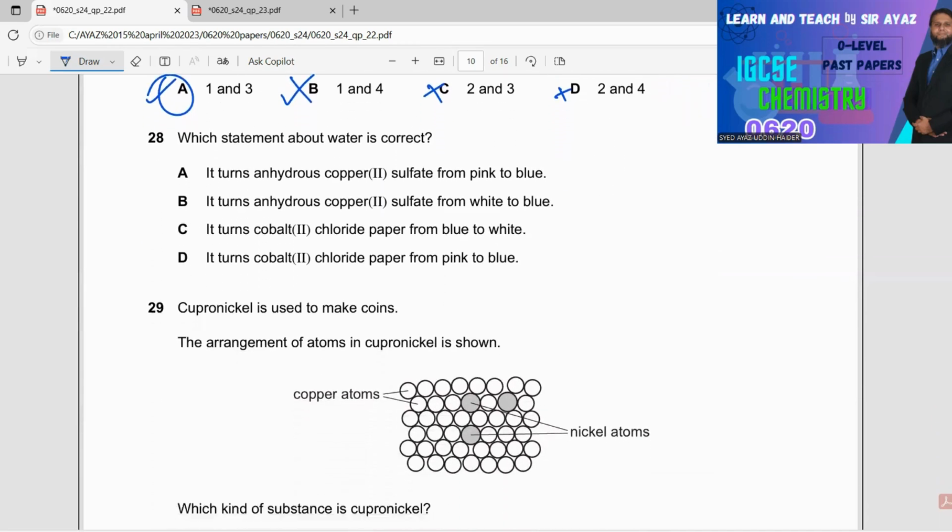Moving to next MCQ. Which statement about water is correct? A. It turns anhydrous copper 2 sulfate from pink to blue. Anhydrous copper 2 sulfate is white, not pink. So this is an incorrect statement. B. It turns anhydrous copper 2 sulfate from white to blue. This looks correct to me. For your convenience, I'm reading the other statements. C. It turns cobalt chloride paper from blue to white. This is incorrect. It turns from blue to pink, not white. D. It turns cobalt chloride paper from pink to blue. It's also incorrect. So B is the right answer in this case.